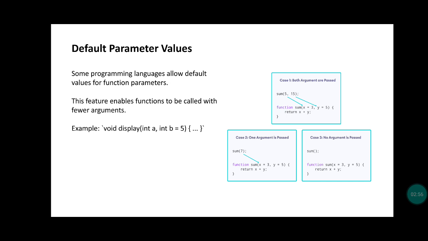Default parameter values. Default parameter values are used in three cases: both arguments are passed, one argument is passed, and no argument is passed. These are the three cases of default values. Some programming languages allow default values for function parameters. This feature enables calling functions with fewer arguments. An example of default parameter values is void display(int a, int b = any value).